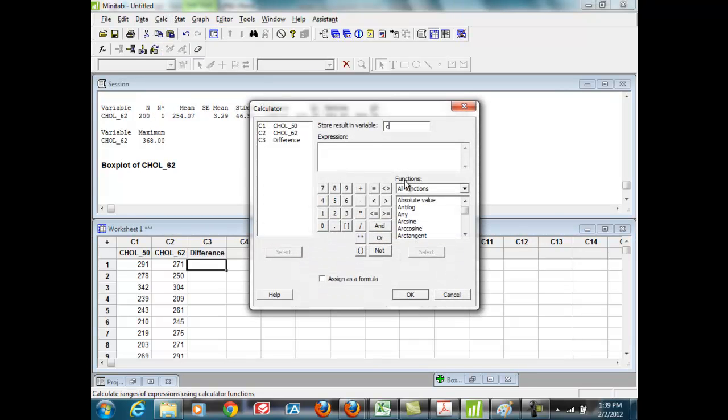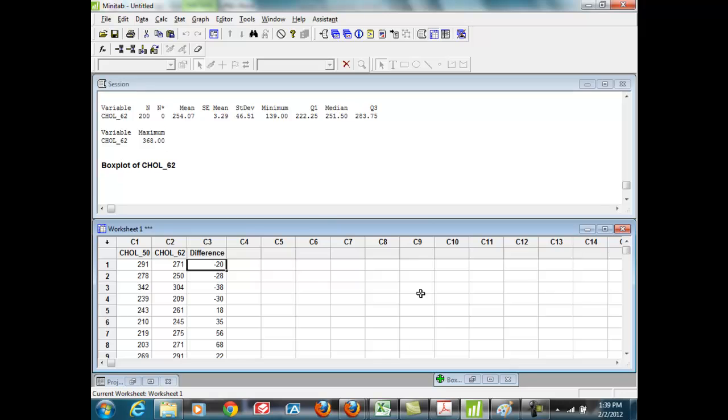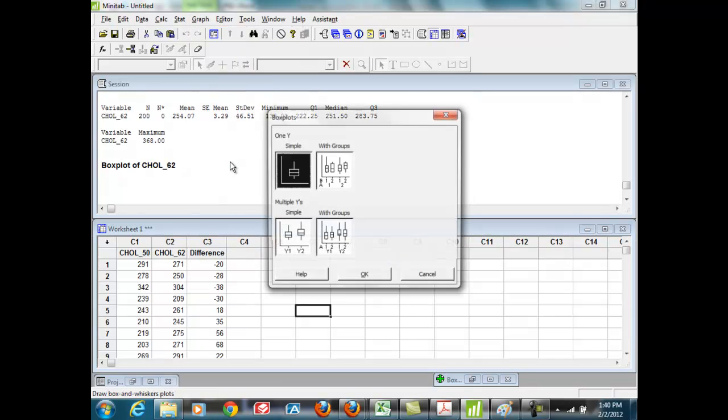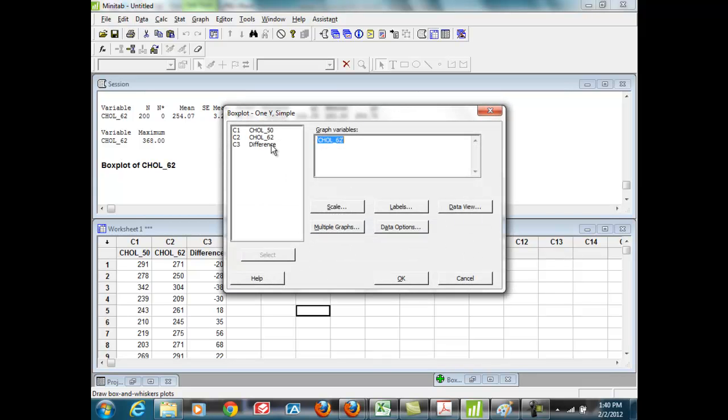So we want to see, is that clear what I did? I subtracted these entries from these entries. So this person's cholesterol went down by 20 units, this guy 28, this one gained by that much, and so on. Everybody fine? Good. Let's look at the box plot of these paired differences.